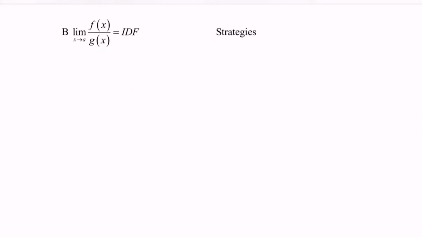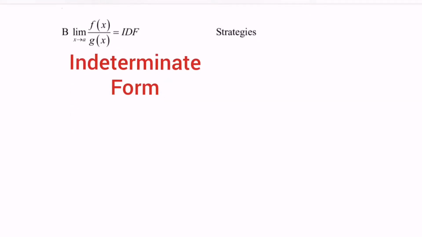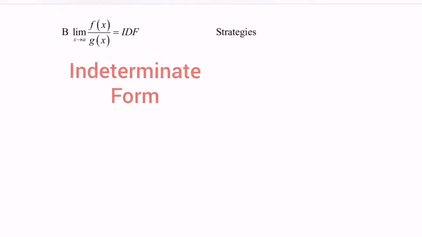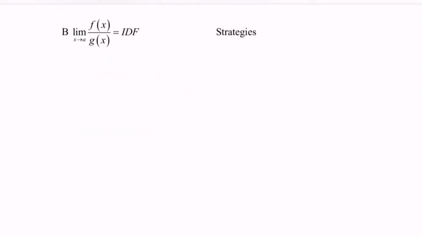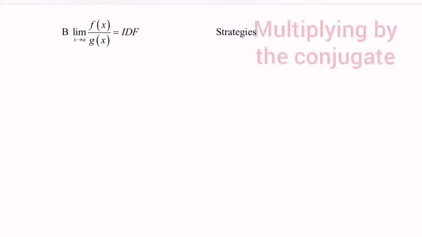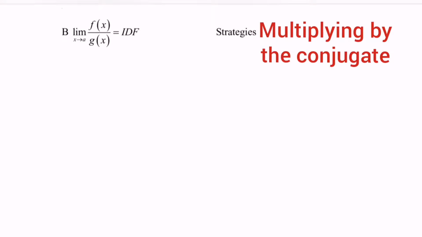By referring to B, we have a situation, the limit when x approaches a for the function f(x) over g(x), and we will approach IDF. So what is IDF? Indeterminate form. If we meet this kind of situation, there are several strategies that can be used to solve this kind of problem. Number 1, multiply by the conjugate. Number 2, factorization. Number 3, long division.